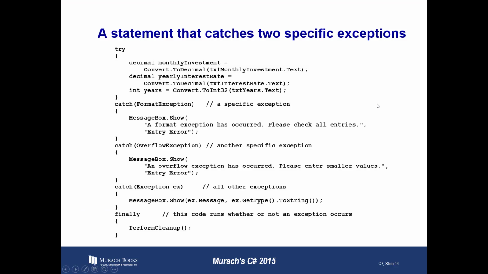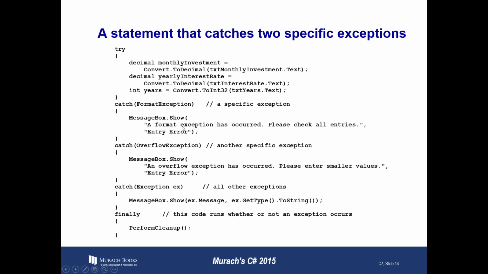So here's an example. What are we doing? This is one of the programs that Murach seems to run in all their books, a future value type of program in here. And I think that's what this is. But notice what we're trying to do. We're trying to do one convert to decimal, another convert to decimal, and a convert to Int32. If for some reason we have a format problem, so maybe we left it blank as an example, then it's going to say a format exception occurred.